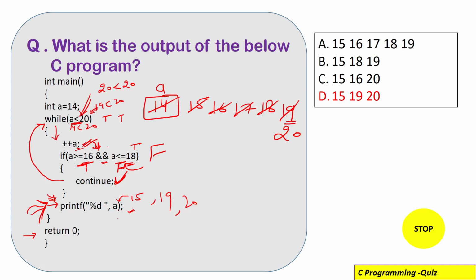So in this question, you should know how continue works. This continue skips the printing whenever your values satisfy this if condition. For the rest, you will be printing the value of a. So I hope you have understood the explanation.